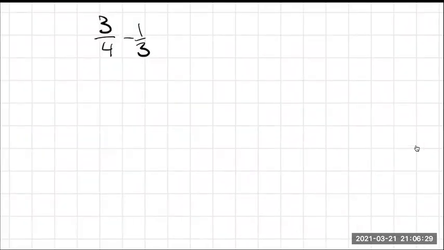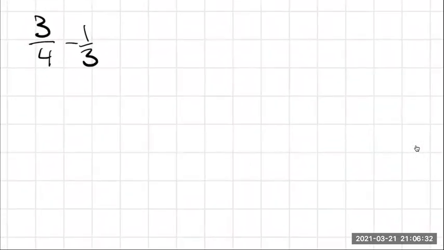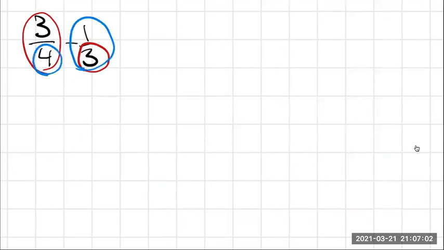Okay, let's do one last problem. 3/4 minus 1/3. Without using an area model, can we solve this problem? What can our common denominator be? In order to find a common denominator, we multiply the fractions by the opposite denominator. So we have 3/4, and the opposite denominator is 3. And over here we have 1/3, and the opposite denominator is 4. That should get us a common denominator.